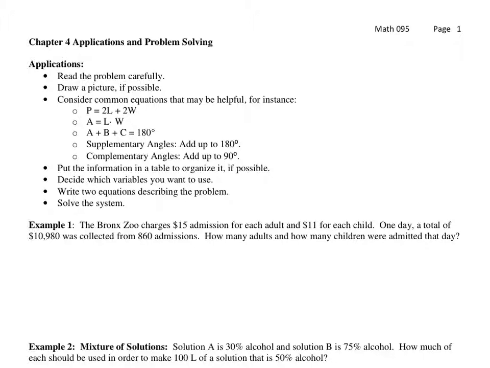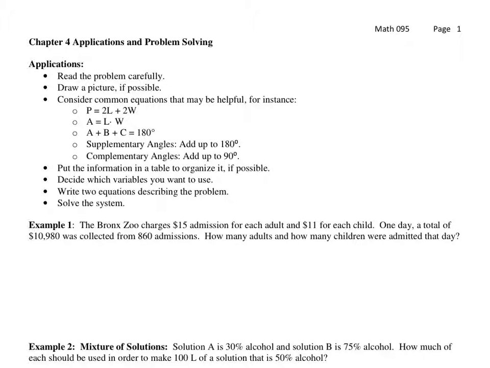For instance, the perimeter of a rectangle is twice the length plus twice the width. The area of a rectangle is length times width. And the 3 angles of a triangle add up to 180 degrees. Supplementary angles add up to 180 degrees. Complementary angles add up to 90 degrees.